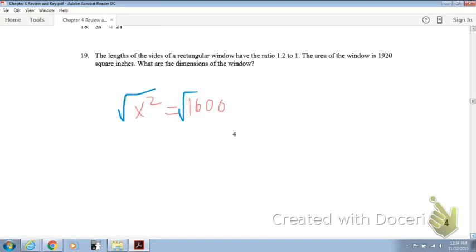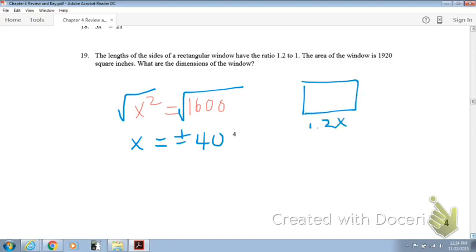Take the square root of both sides and you get x equals plus or minus 40. It wants to know the dimensions of the window, so that's just x. Remember, the dimensions were 1.2x by 1x. If I put in negative 40, it's going to make the dimensions negative. I can't have negative lengths for a window, so I have to use positive 40. So that's a case where one of the values doesn't work for us. I'm going to use x equals 40 and substitute x into the equations.